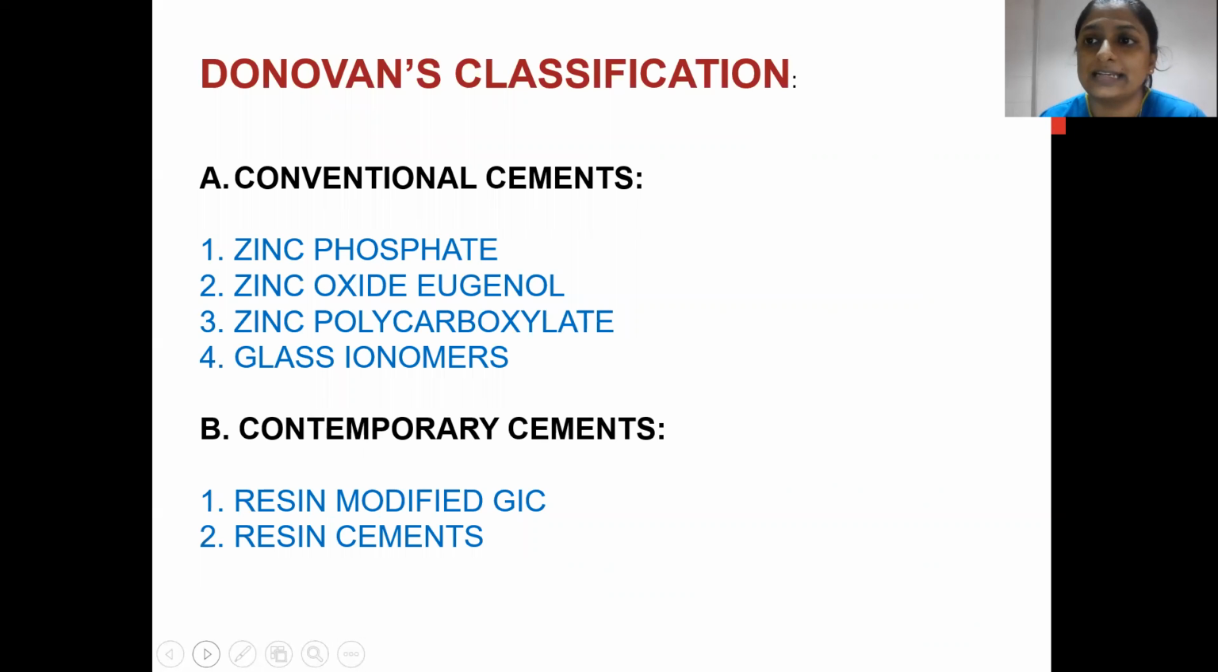Now, the next classification is Donovan's classification, in which he broadly divided cements into conventional cements and contemporary cements. Conventional cements, the examples are zinc phosphate, zinc oxide eugenol, zinc polycarboxylate, and glass ionomer cement. Contemporary cements are resin modified GIC and resin cements.